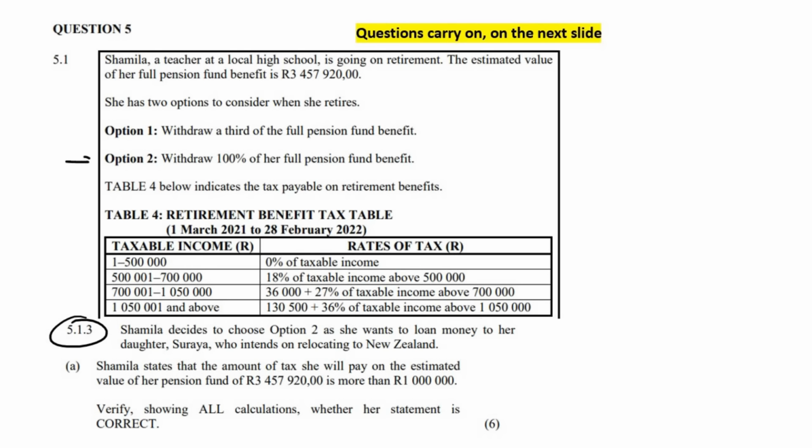Okay, so she's going to take option number 2. She needs all of the cash because she wants to give some of it to her daughter. Okay, so Shamila states that the amount of tax she will pay on the value of her pension.